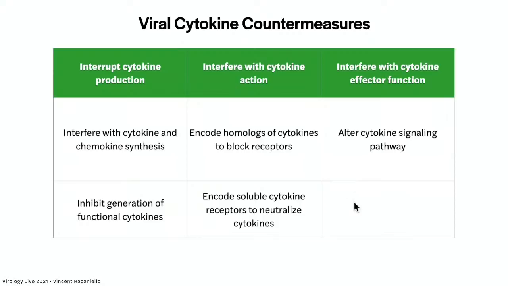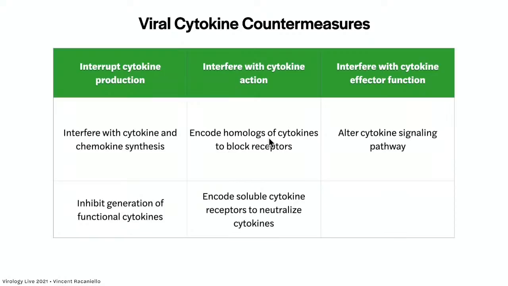Viruses, of course, encode cytokine countermeasures, and there are three different classes here. There's some that interrupt the production of cytokines and chemokines, so intracellular mechanisms to prevent translation, the processing of proteins, the secretion. And of course, you don't get functional proteins when that happens.